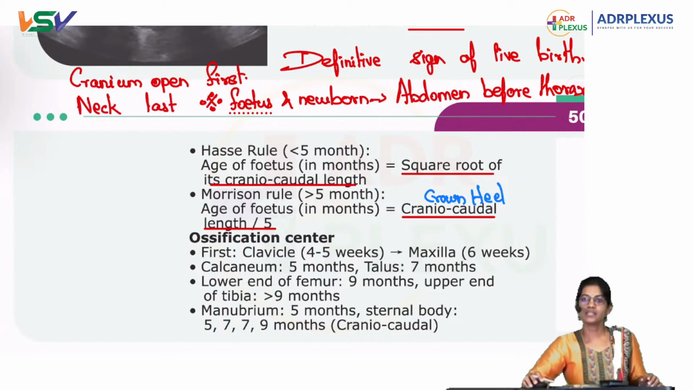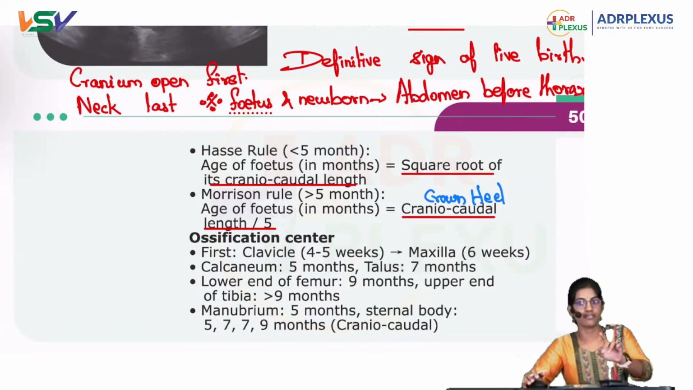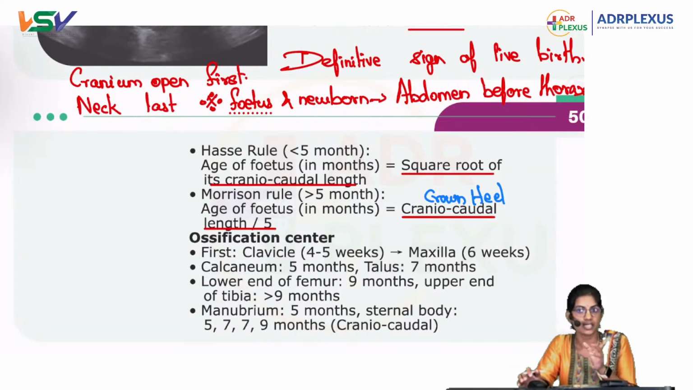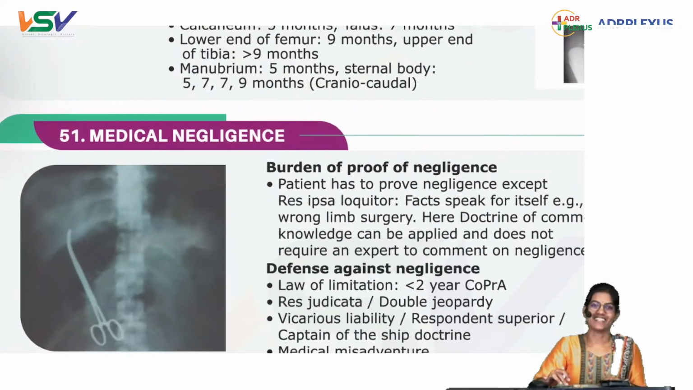Okay, so sometimes in a question, instead of giving months, they would have given weeks. Just pay attention to that and answer. Some, instead of giving 2 months, would have given 8 weeks. If they have given 8 weeks, then 8 is the correct answer. All right. Okay, medical negligence.